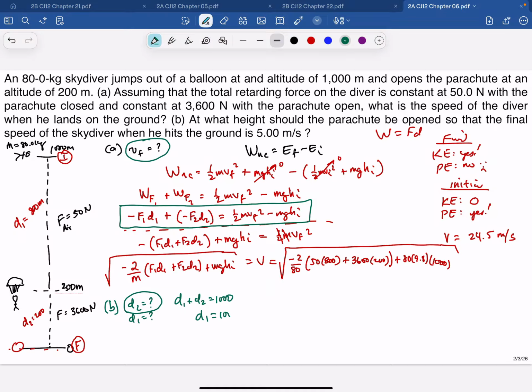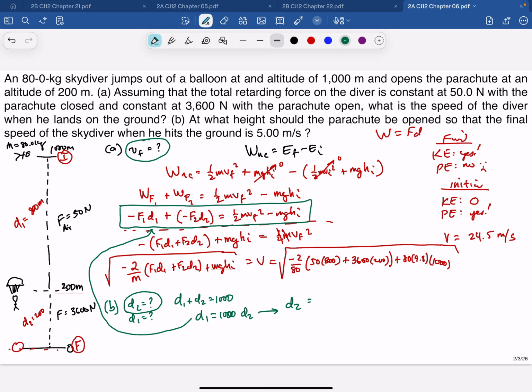D1 is going to be equal to 1,000 minus D2. That gets put into there. And then we solve for D2. I didn't do all that work. What I did is get the answer. So that's just a bunch of algebra, isn't it? And I don't want to waste time doing more algebra in here. Frankly, I don't want to do algebra either.